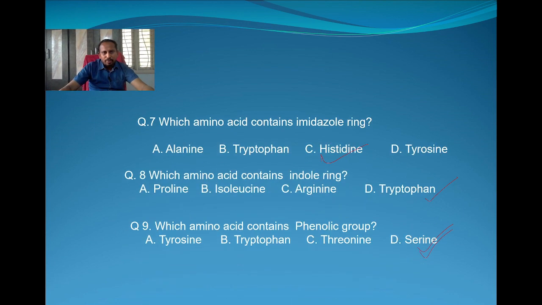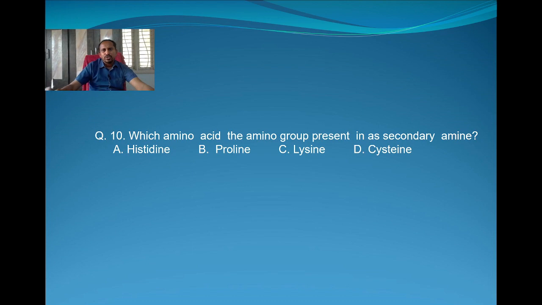So these are the answers to these questions. If we move to the next question, which amino acid contains an amino group present as a secondary amine? That is very simple. Proline is the only amino acid which contains a secondary amino group.